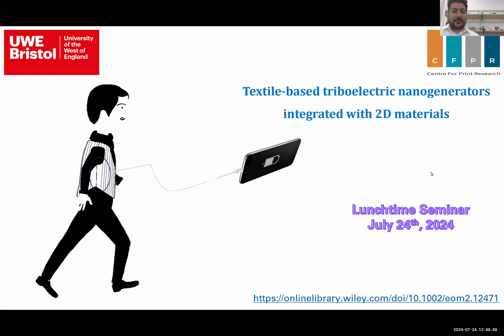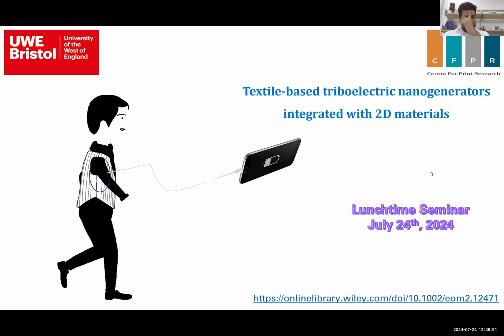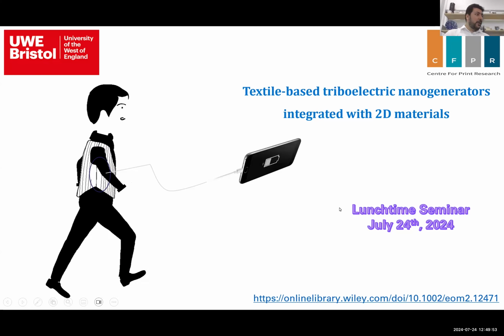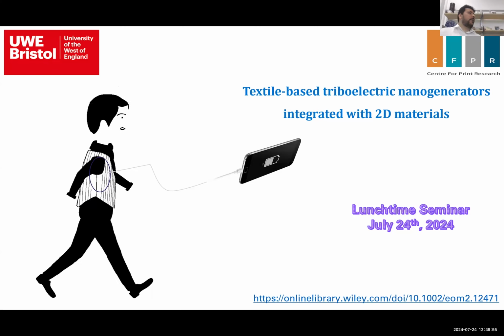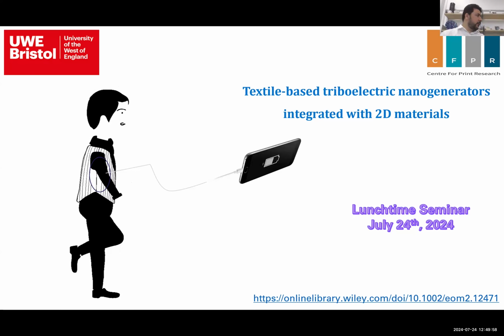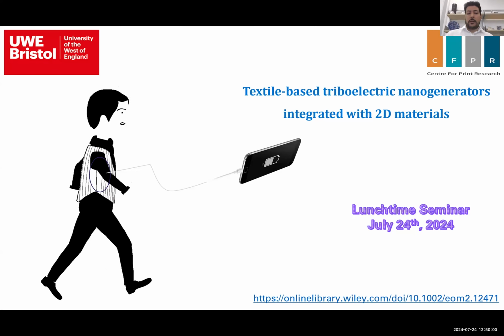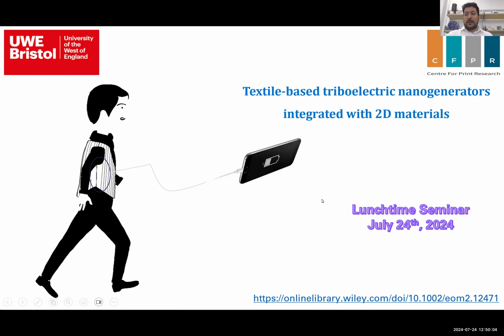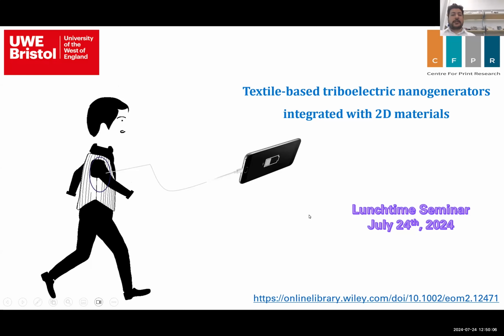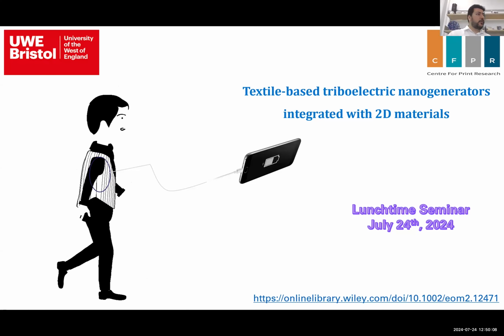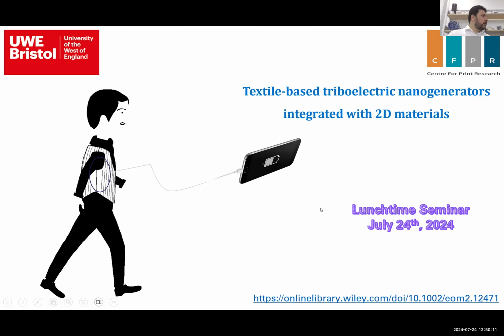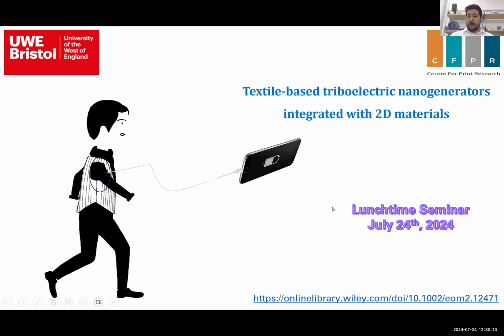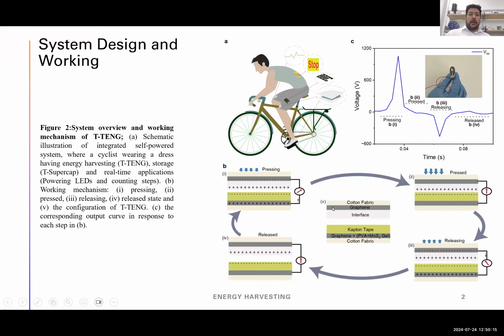Thank you. Hello, everyone. So, as Julia said, today I am presenting some of my initial results, which are published in EcoMat. The impact factor is 14.6 something. The title of the article is Textile-Based Triboelectric Nanogenerator, which is integrated with 2D material. So here is the working mechanism, or you can say system design.